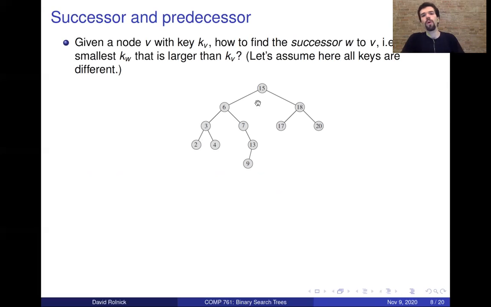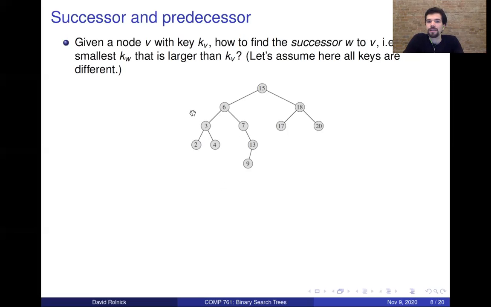So the successor to 4 is going to be 6, for example. The successor to 7 is going to be 9. Successor to 6 is going to be 7. So what is the rule that we can use to find where that thing is? If we're at 4, how do we get to 6? How do we know what 6 should be?